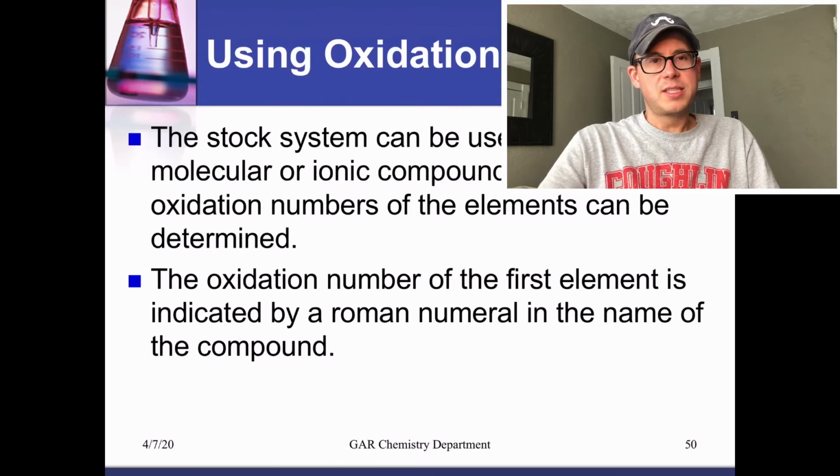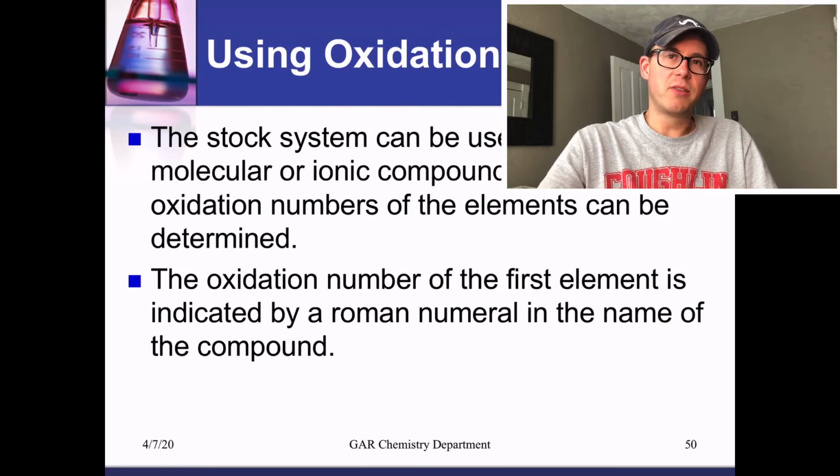In the last two examples, I used the stock system for naming the compounds. We can use the stock system for a molecular compound or an ionic compound. The rule is, though, we have to know the oxidation state of the first element, just like we had to know the charge of the first element for ionic compounds. The oxidation number of the first element is always indicated by the Roman numeral in the name of the compound.